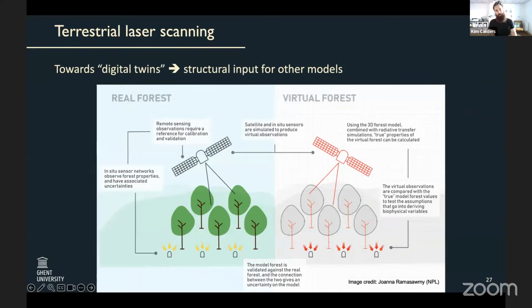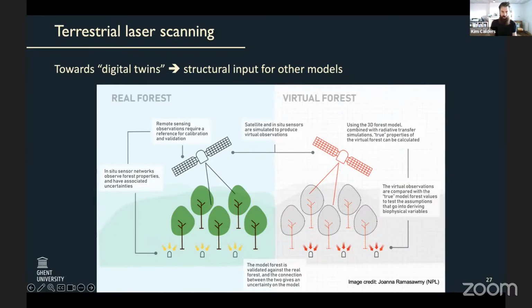Moving away from the biomass, what we're working on quite a bit now is called the digital twin. Of course, it's a buzzword, but how we see digital twins is as a structural input for other models. And we are using quite a lot of radiative transfer models. So what we're trying to do is we have a real forest, and we want to build it completely in 3D, so not just structure, but also, for example, the spectral information. So we can use that model to simulate any sensor.